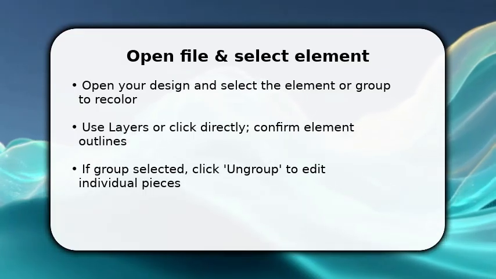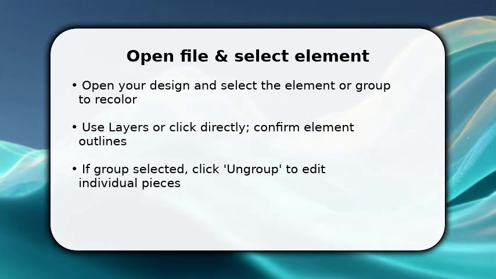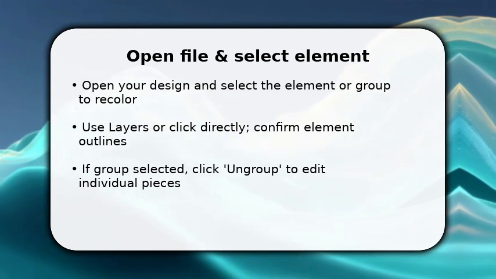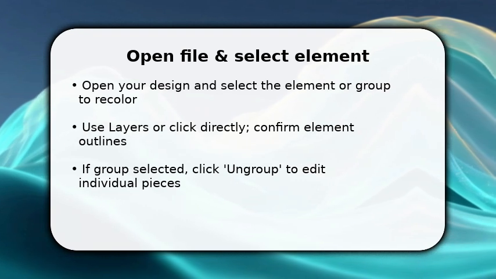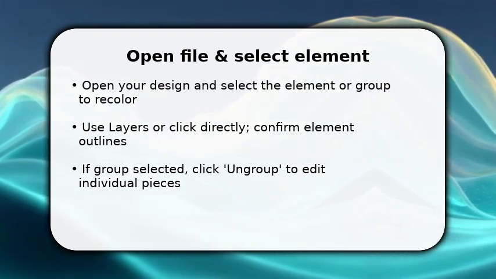You're starting inside Canva with your design open. Click the element you want to change so controls appear. Once selected, check if it's a group. Groups prevent per-piece color changes, so ungroup when necessary. Use the Layers panel to find hidden elements quickly, and make sure your element supports fills.